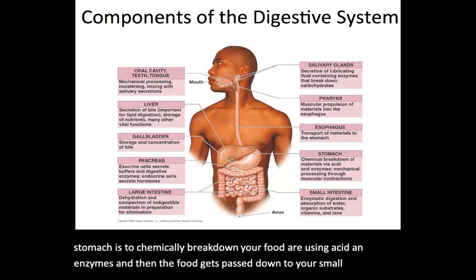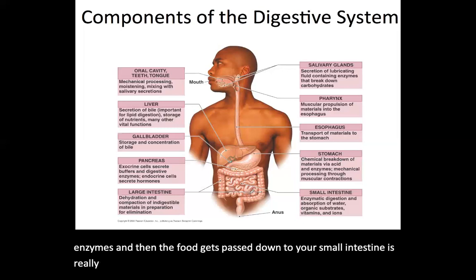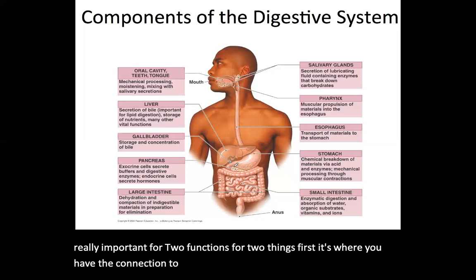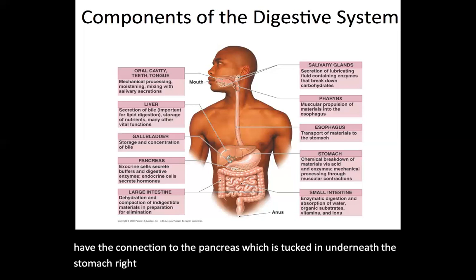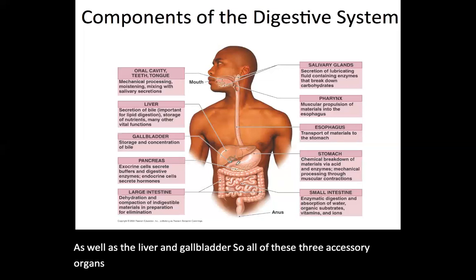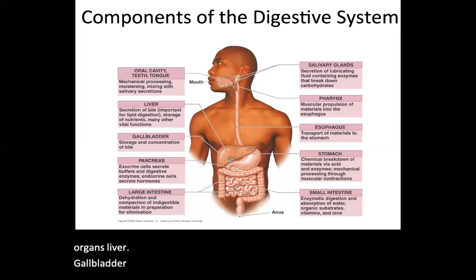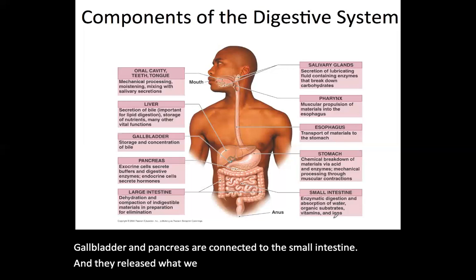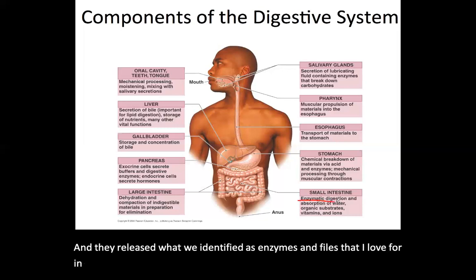The small intestine is really important for two functions. First, it's where you have the connection to the pancreas, which is tucked underneath the stomach right here, as well as the liver and gallbladder. So all three of these accessory organs, liver, gallbladder, and pancreas, are connected to the small intestine. And they release what we identify as enzymes and bile that allow for enzymatic digestion of food. Again, that's not mechanical, it's enzymatic, and then also absorption of the nutrients.